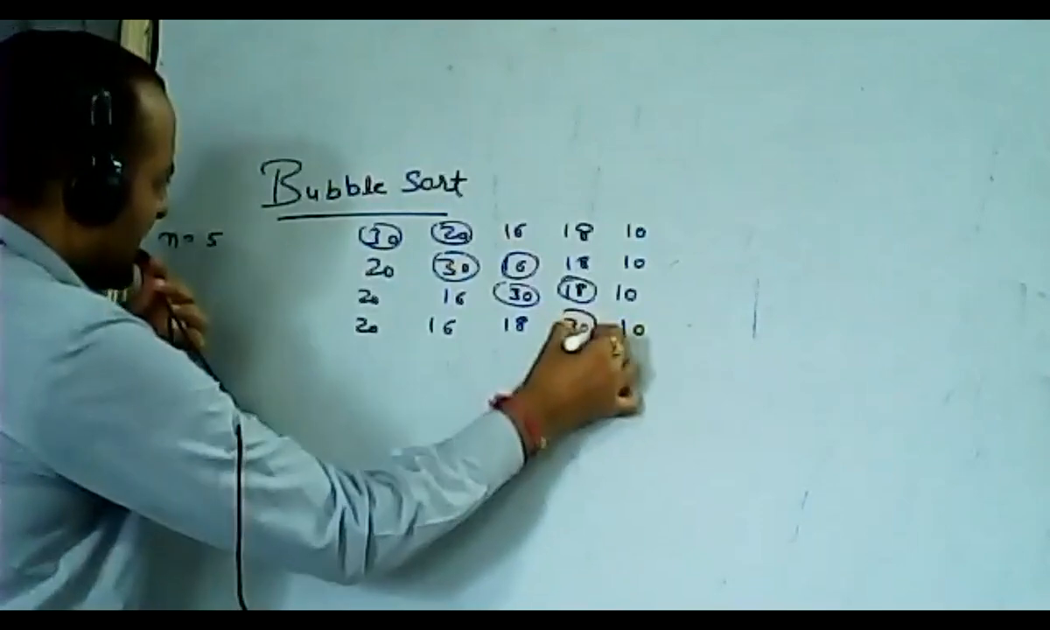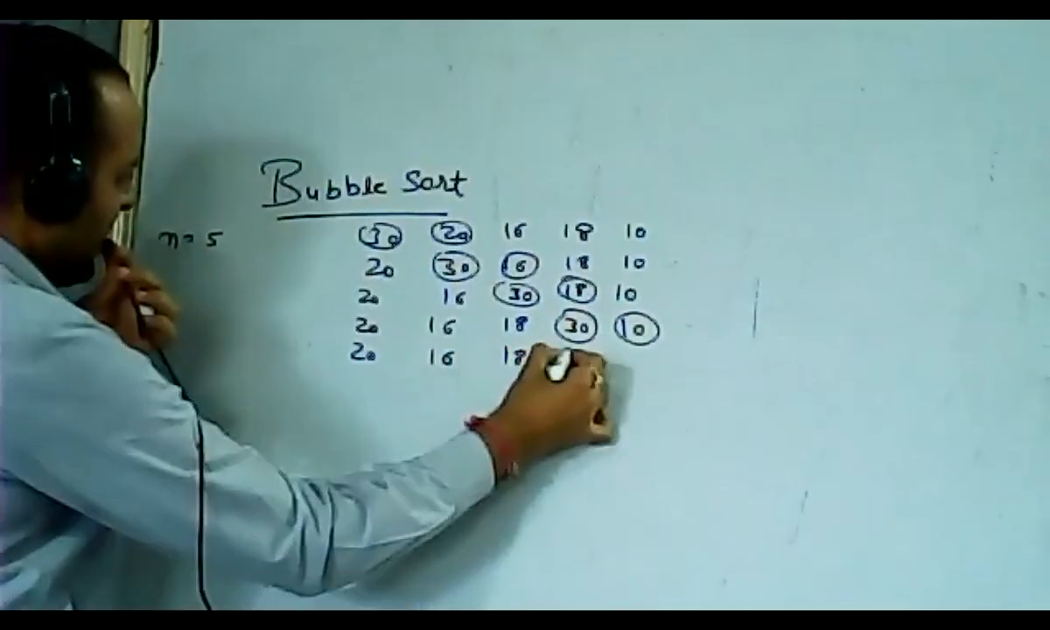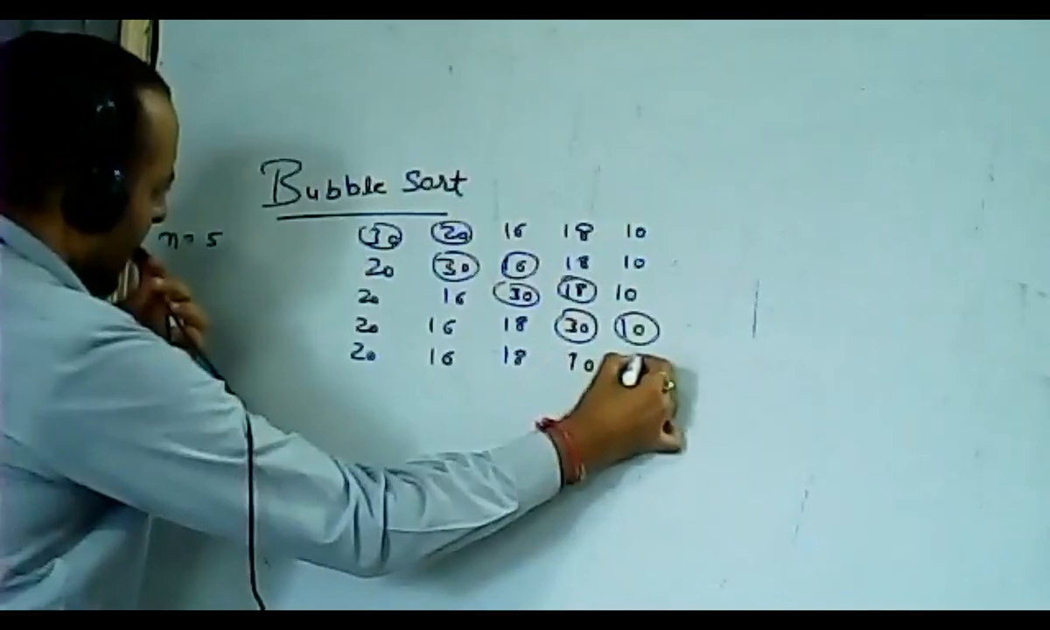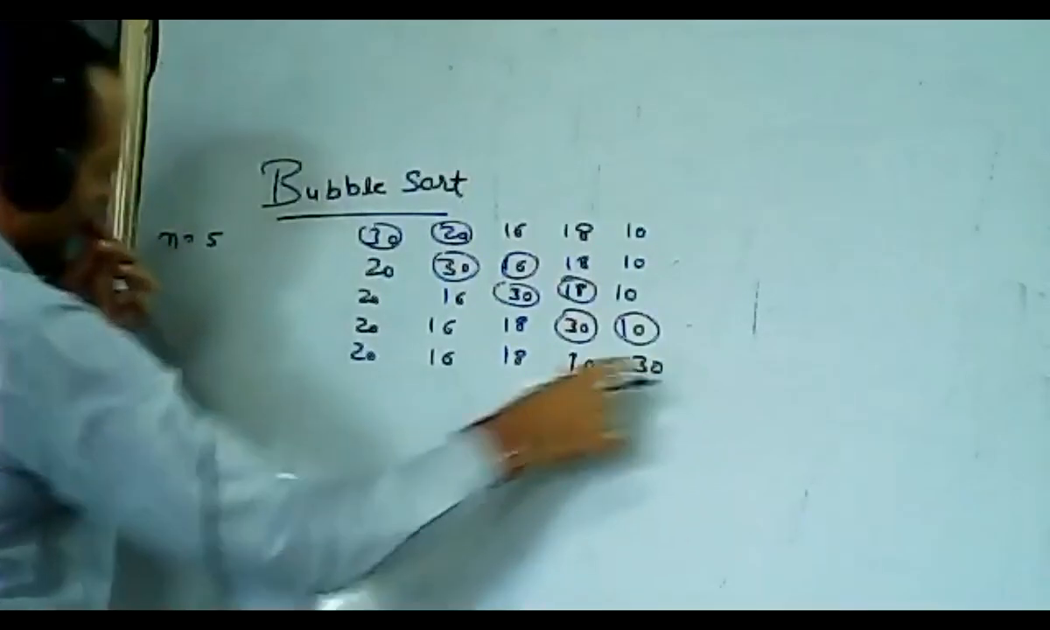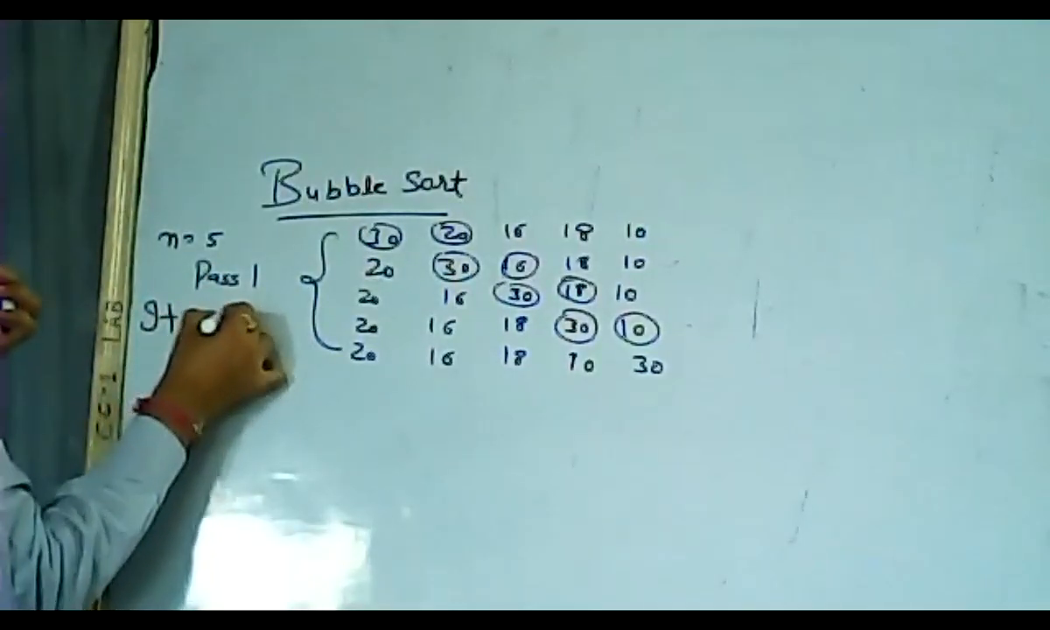Now 30 with 18. Also swap. Again swap, 18, 30, 10. Now 30 with 10. Swap. 20, 16, 18, 10 and 30. So we started from the first element and 30 has reached the last position. This is pass one, or I will say iteration one of bubble sort.